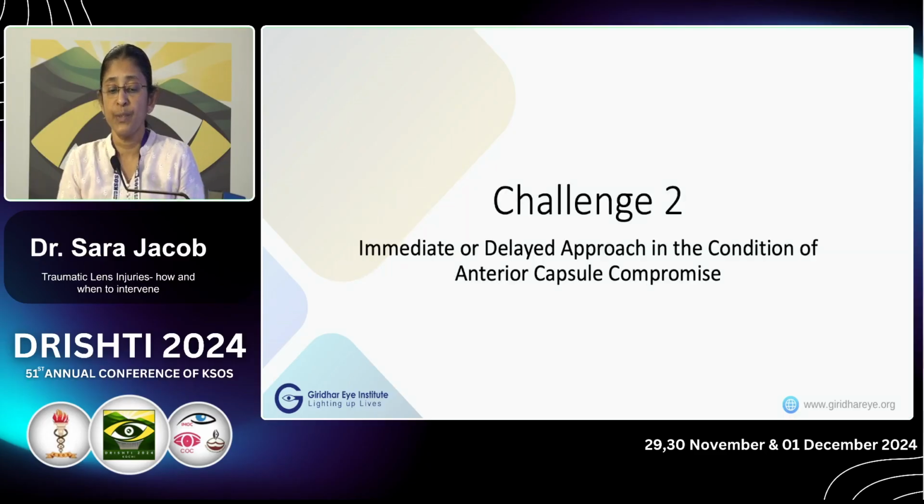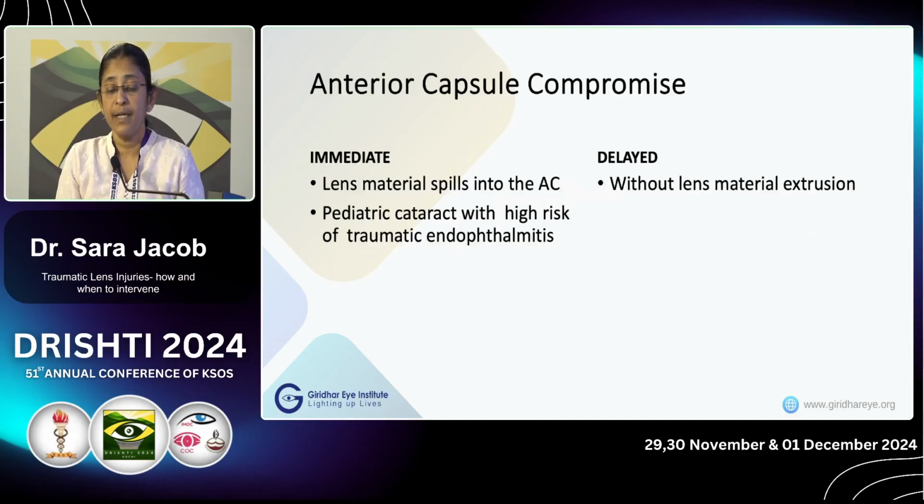The challenge too is, if the anterior capsule is ruptured, whether to go ahead with an immediate cataract removal or a delayed approach. So definitely it is better to go ahead with the immediate cataract removal if the lens matter spills into the AC. And also in pediatric cataract, where there is a high risk of traumatic endophthalmitis, if the anterior capsule is ruptured and the media is very hazy, it will be difficult to follow up the young child, and advancing traumatic endophthalmitis may be missed.